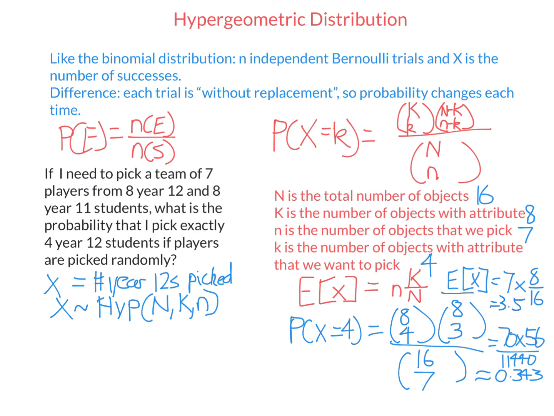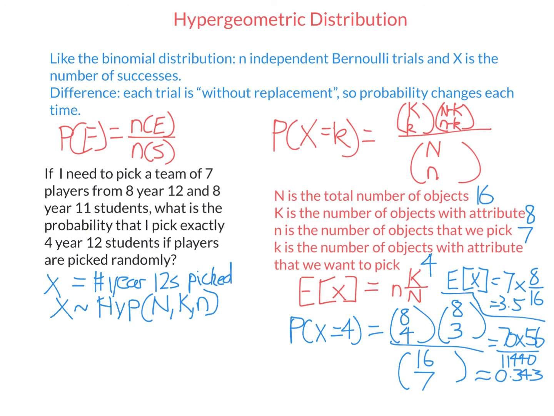Once again, the expected value doesn't have to be something that could actually happen. You can't actually pick 3.5 year 12 students. But if I performed this experiment over and over again, the mean number of year 12 students picked each time, I expect would be 3.5.